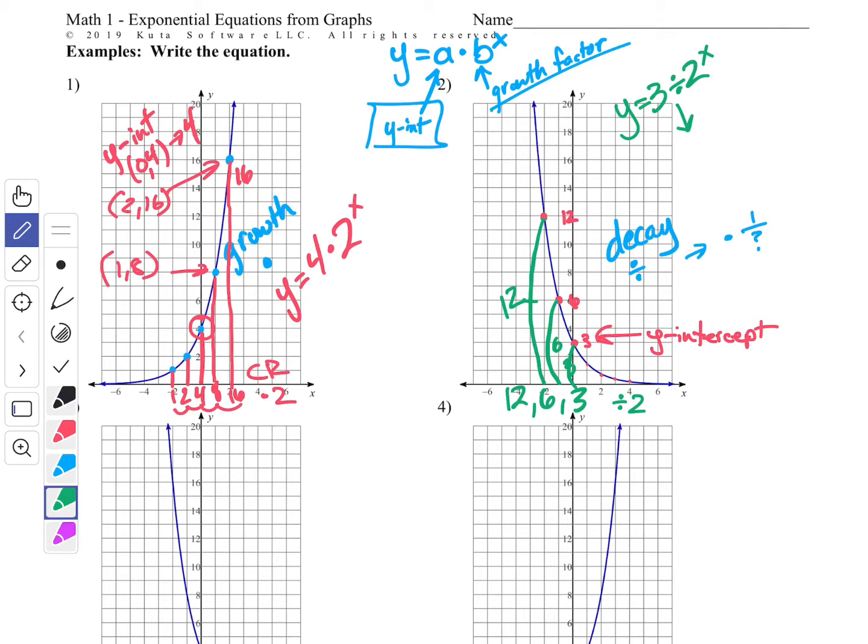However, we want to get in the habit of doing the reciprocal when we write the equation. Okay, so dividing by 2 is the same as timesing by 1 over 2. So my equation should look like y equals 3 times 1/2 to the x. I usually put the fraction in parentheses. All right, so it's going to look something like that.